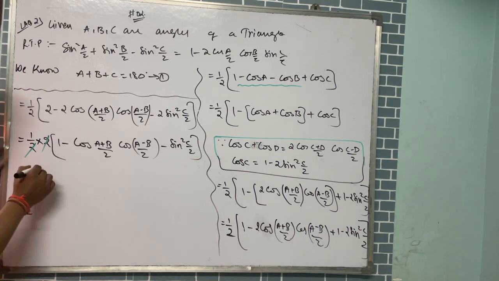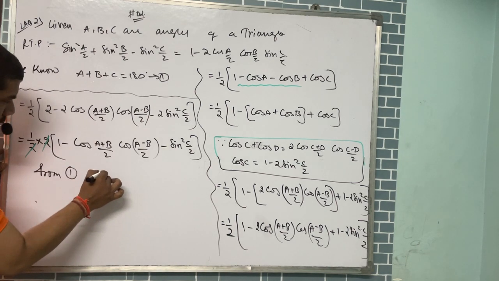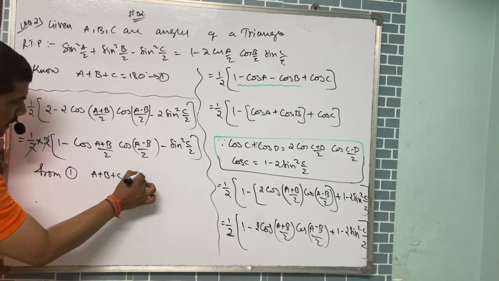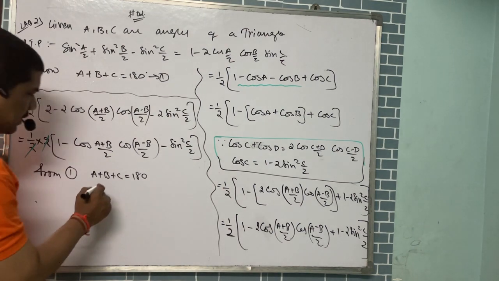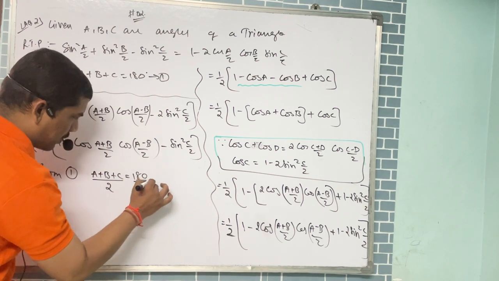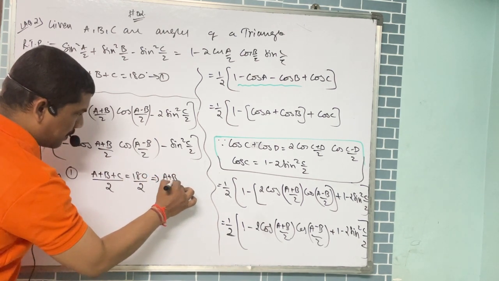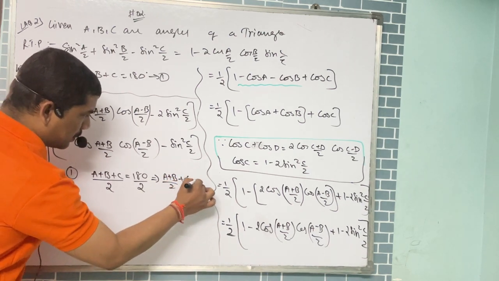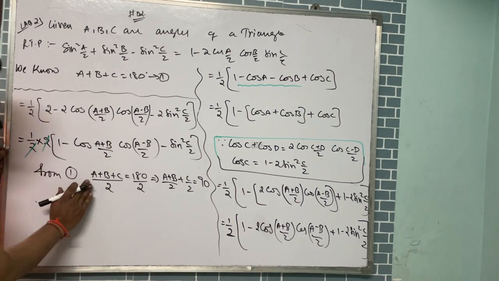Now if you look at equation 1, A plus B plus C is equal to 180 degree. Right. Now can I do like this? Both sides if I divide it with 2, can I write this like this? A plus B by 2 plus C by 2 is equal to 90. Okay? I have initially this much.